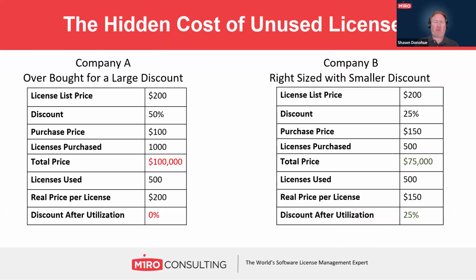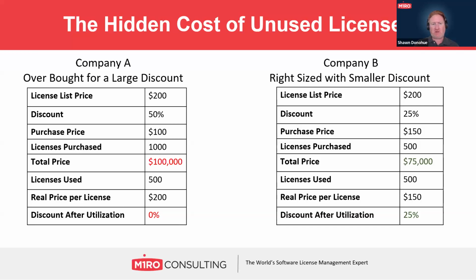So what I like to talk about here is the hidden cost of unused licenses. We'll take a look at these two companies, Company A and Company B. Company A was tempted by the big discount. They were offered 50% if they purchased 1,000 licenses, or whatever the next block is. By the way, these are just made up numbers in terms of license costs and things like that, so it just makes the math easier to illustrate a point.